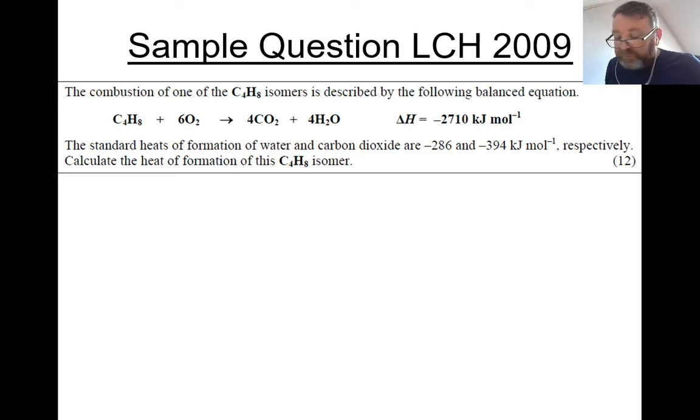Plus 6 moles of oxygen will give 4 moles of carbon dioxide and 4 moles of water with a heat change of minus 2,710 kilojoules per mole. Now listen to the next part. The standard heats of formation of water and carbon dioxide are minus 286 and minus 394 respectively. Calculate the heat of formation, here it is again, of this C4H8 isomer.